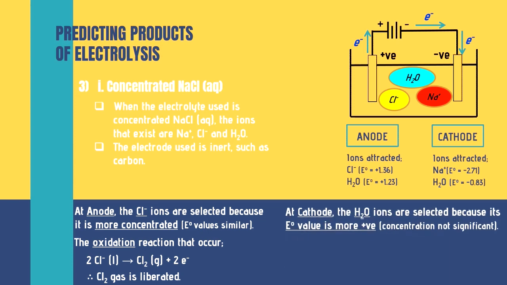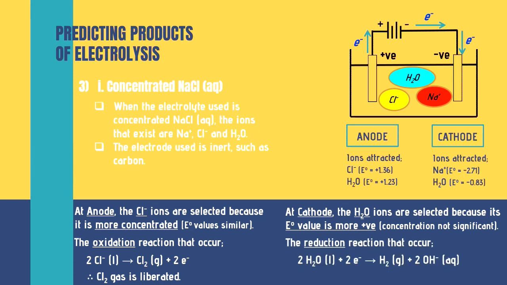On the other hand, at the cathode, only H2O is selected to be discharged because the E0 or SRP value of H2O is more positive than that of Na+. At the cathode, the concentration factor is no longer significant because the E0 values are significantly different between the two of them. The reduction that occurs at the cathode will produce hydrogen gas.